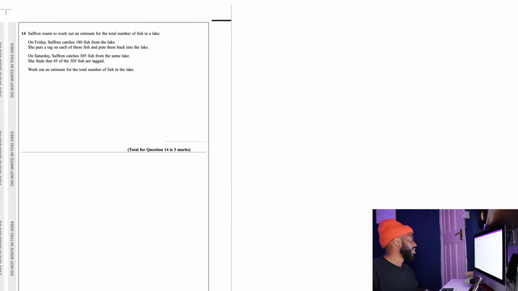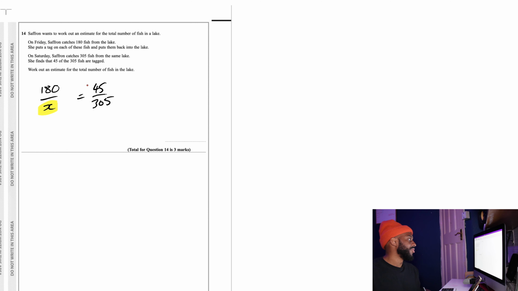So it says, on Friday, Saffron catches 180 fish from the lake, and she puts a tag on them. So we know that she's tagged 180 out of X amount of fish. And then on Saturday, she catches 305 fish, and she found out that 45 out of that 305 were tagged. So now we're going to use this information to estimate the amount of fish that are in the lake, which is that X value.